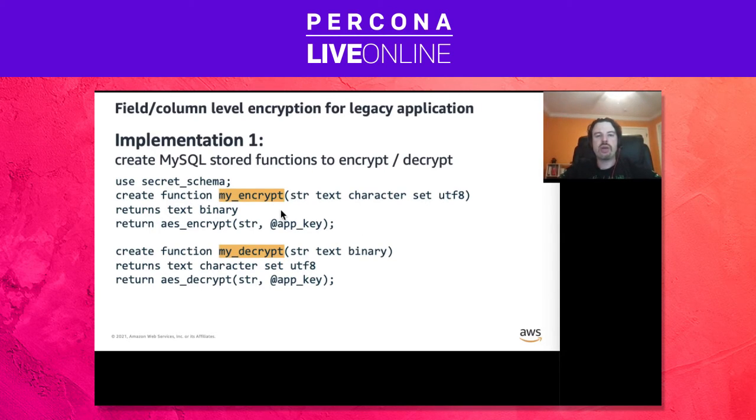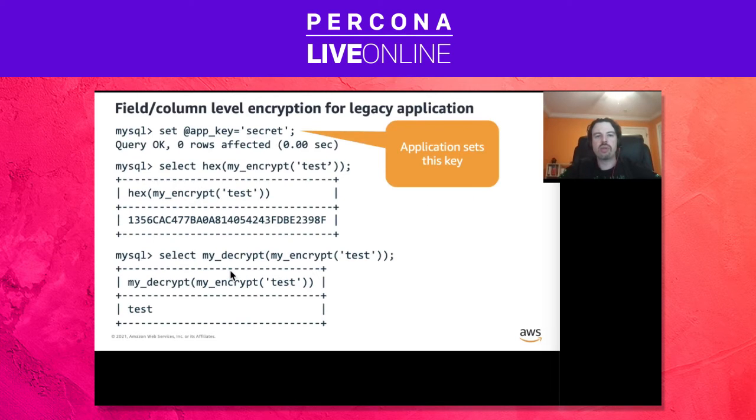This is probably the easiest implementation, pretty much a single line implementation of the function. So we'll create a function which will return binary. It's very important because it's pretty much bytes. And then we'll use a MySQL built-in function called AES_ENCRYPT. Then this app key, the application key, has been set as a session variable. And this session variable has been sent over from the application. Then we create another function called myDecrypt and do the opposite operation. We'll use AES_DECRYPT.